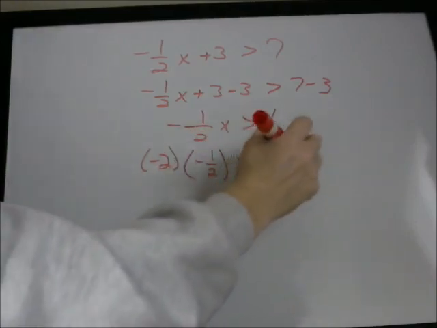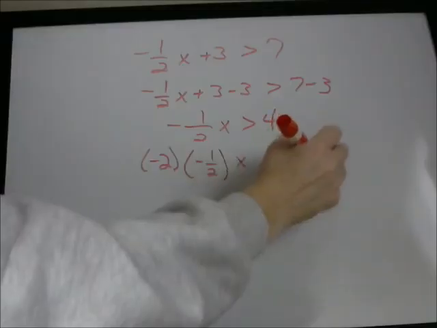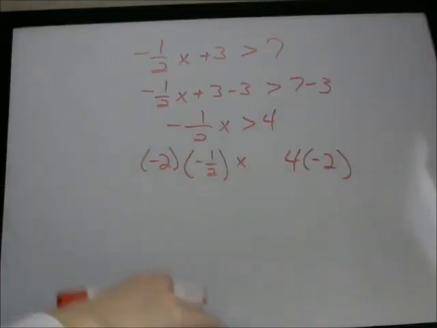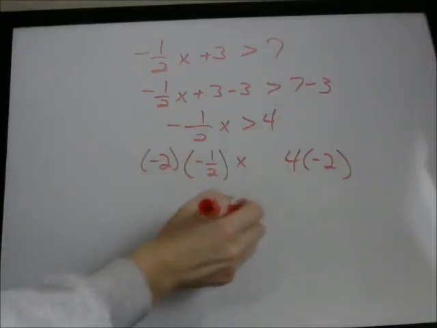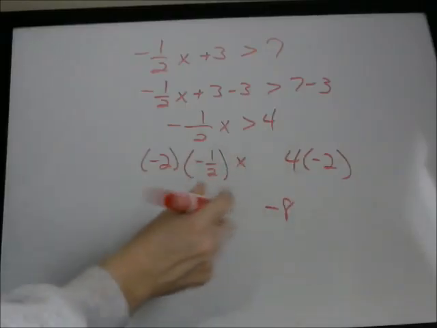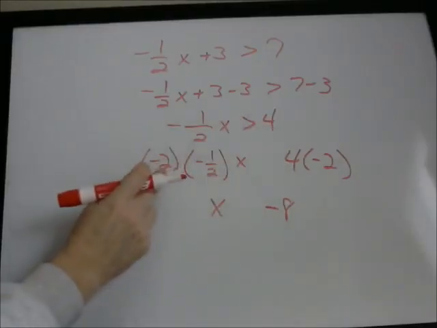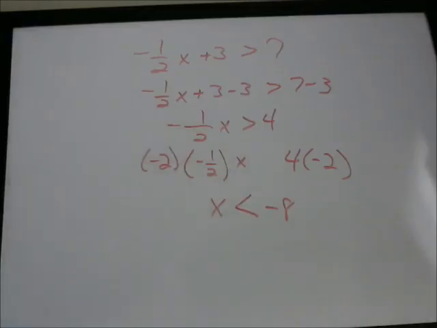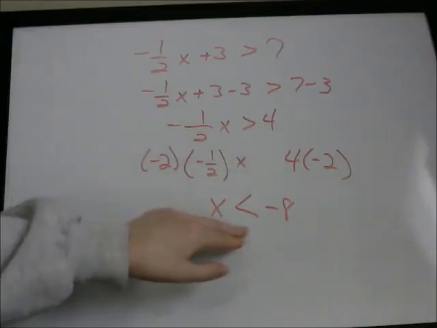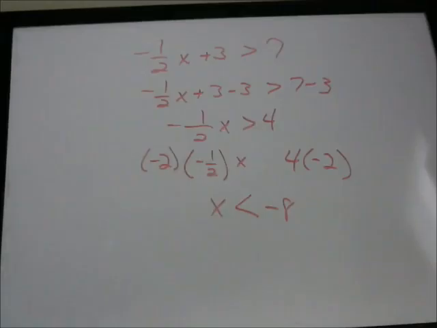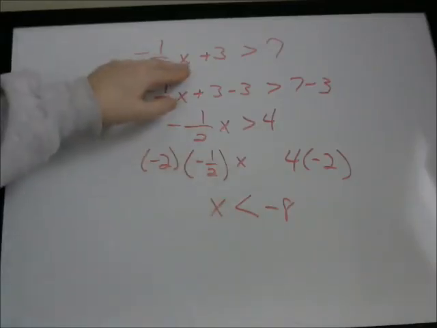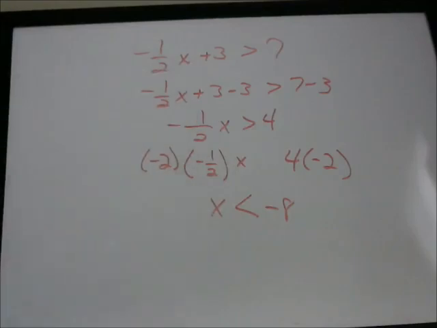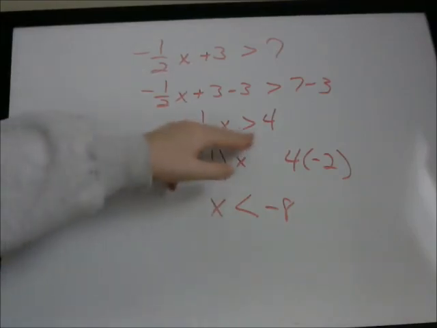If we multiply by negative 2 on one side, we have to do it on the other side. We have to multiply the other side by negative 2. So those cancel. We end up with x on one side, negative 8 on the other side. But we multiplied by a negative number, so we have to switch that sign. So the answer is going to be x is less than negative 8. So negative 9, negative 10, negative 11, all of those numbers will work to make that inequality true. So the key is, if you multiply or divide by a negative number, you have to switch the sign.